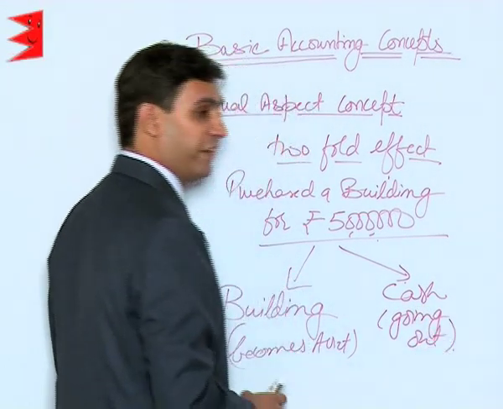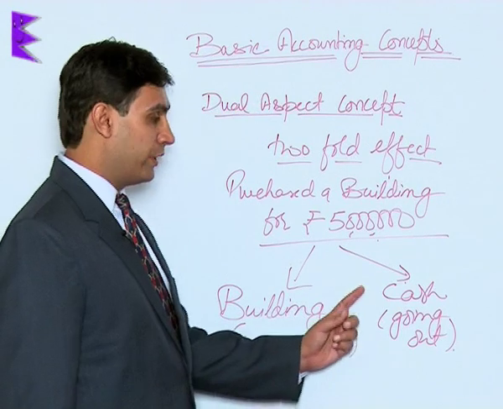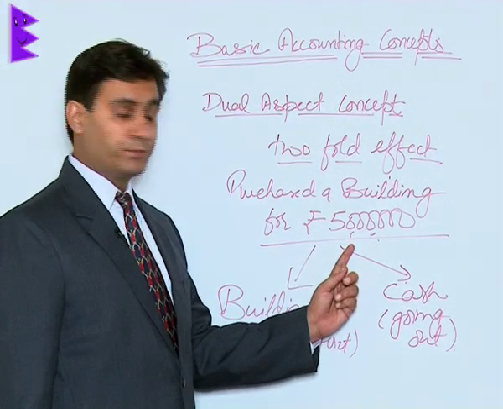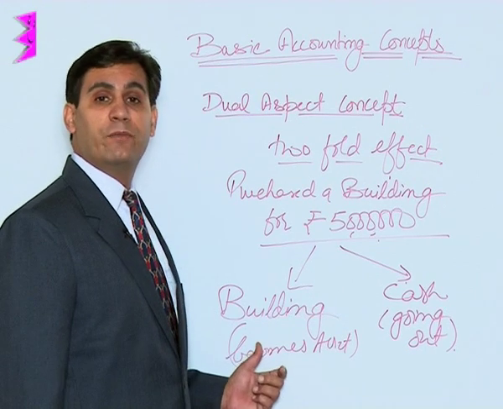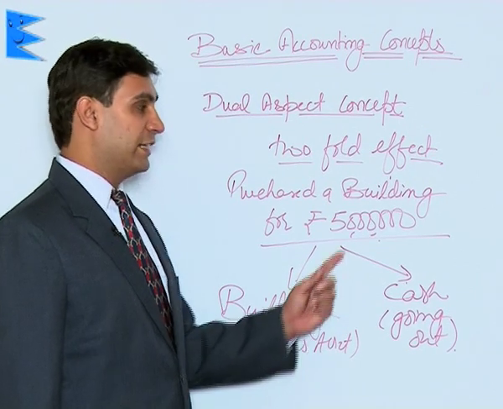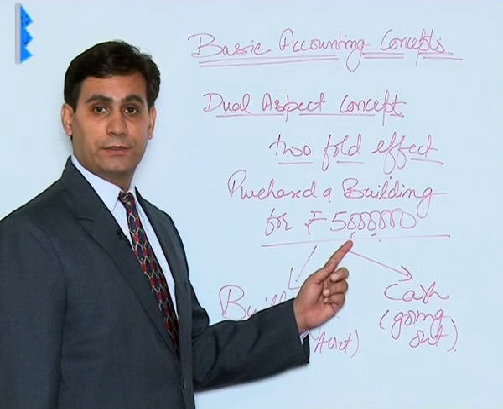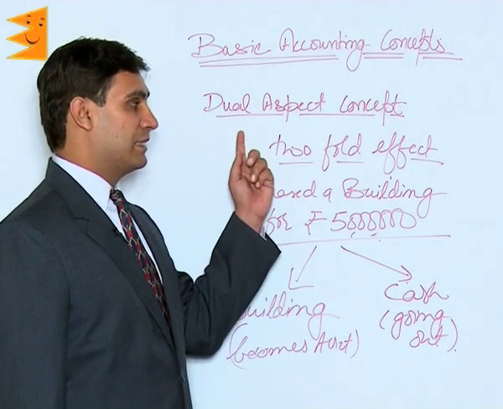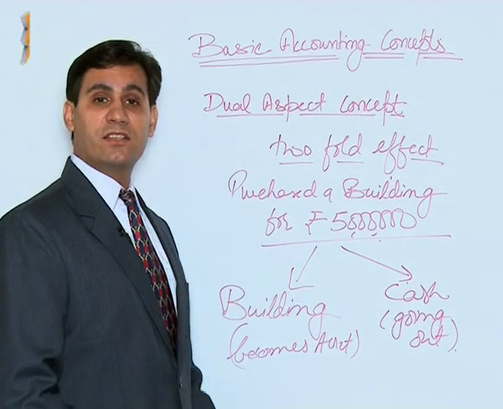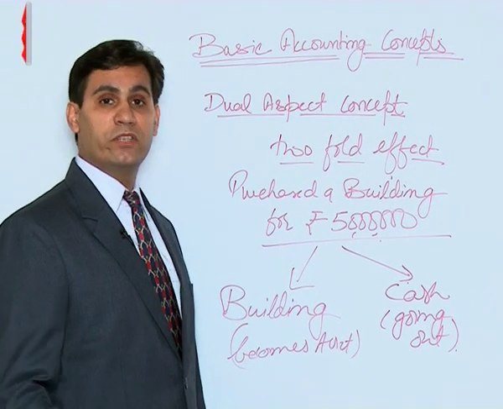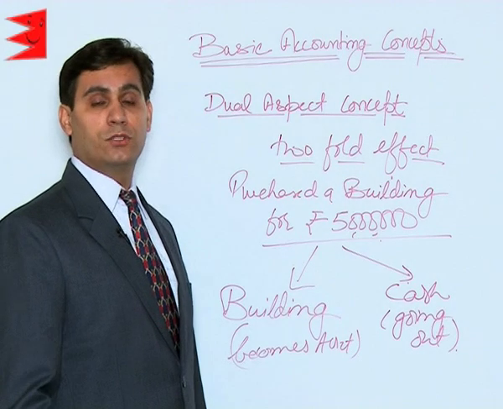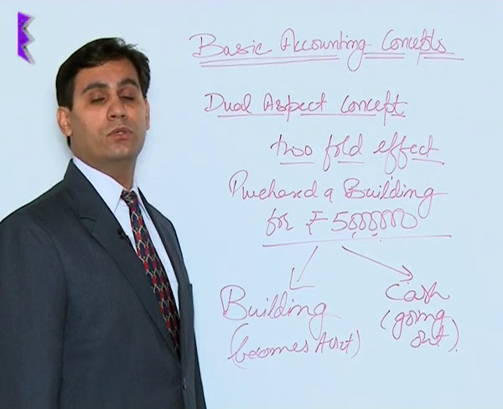So what are the two effects? There will be a corresponding decrease of 50 lakh rupees in the value of cash and an increase in the value of building to the extent of rupees 50 lakhs. So dual aspect concept states that any transaction in the business has got a twofold effect. It has two effects and affects at least two entities or two accounts.